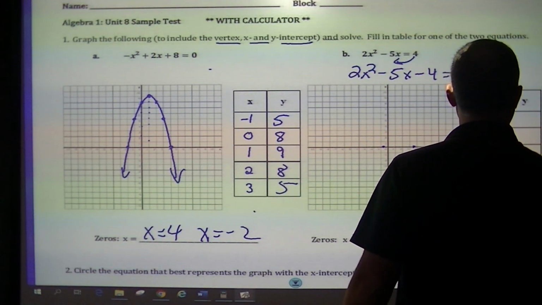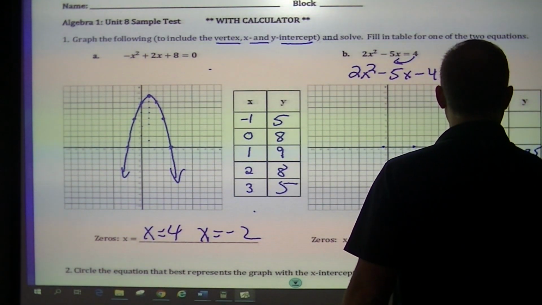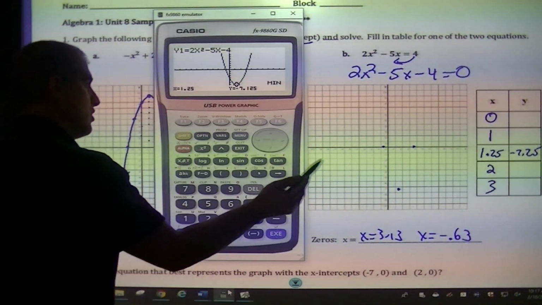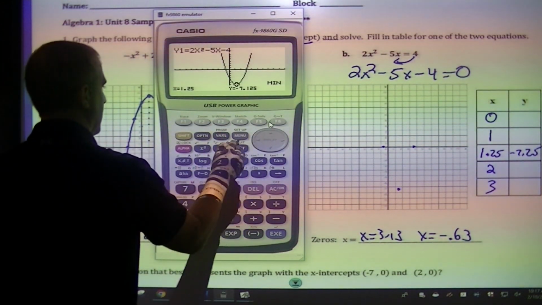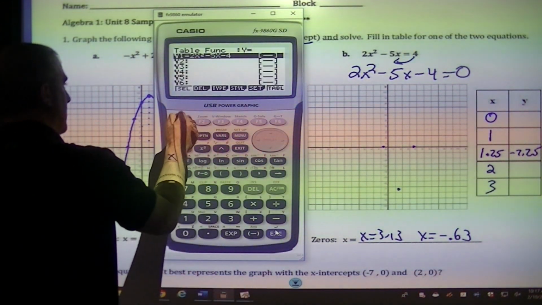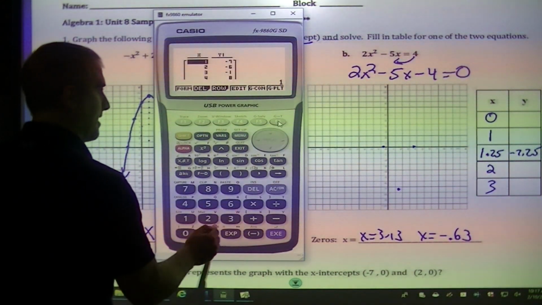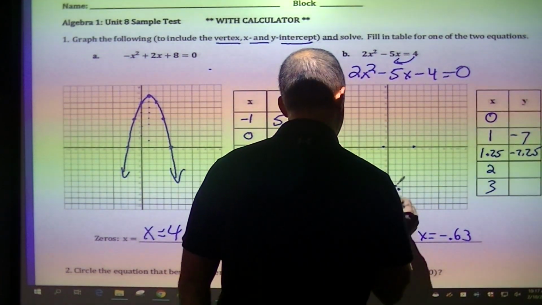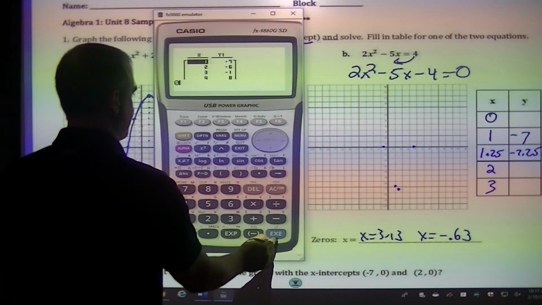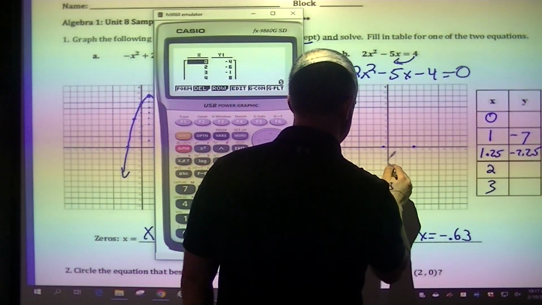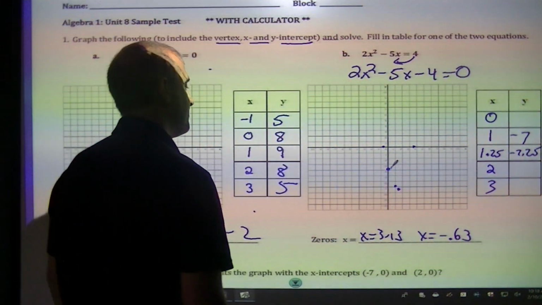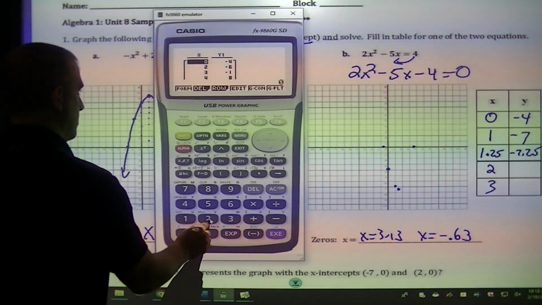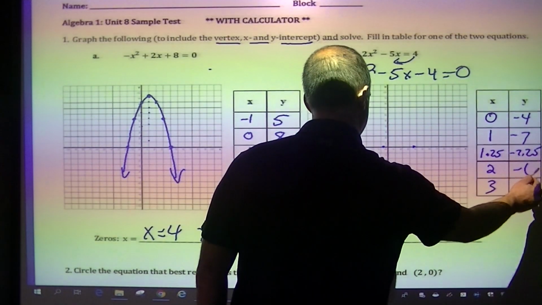Okay. So what I'm going to do is graph 1 and 0 and 2 and 3. Okay, I'm going to graph those points, 2 bigger, 2 smaller integers. So I'm going to go back into the table and hit select. Okay, and I'm just going to type these in. At 1, I will be at -7. At 0, I'm going to be at -4. That's also my y-intercept. At 2, I'm going to be at -6.